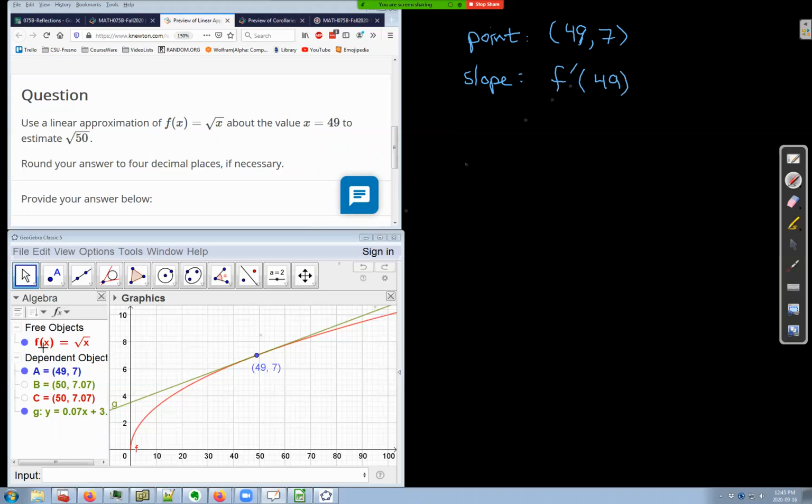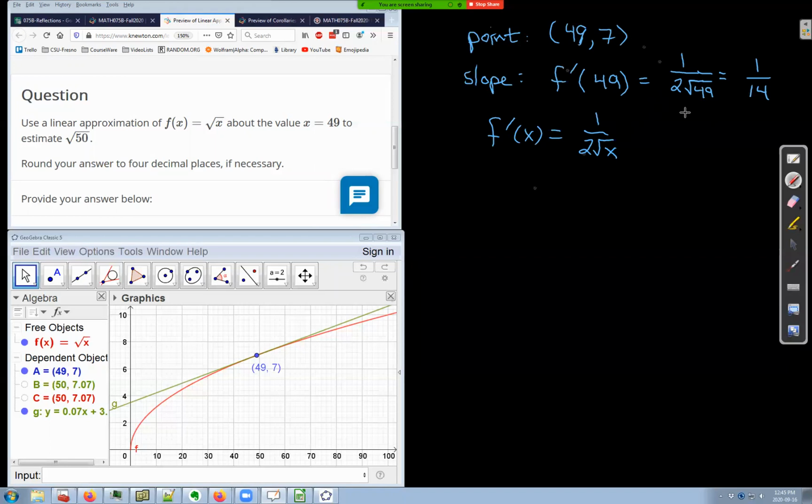Right, because the function is f of x, and so this is the tangent line to f of x at x equals 49. So the slope is f prime of 49. f of x is the square root function, and so f prime of x is 1 over 2 times the square root of x. So that means this will be 1 over 2 times the square root of 49, which is equal to 1 over 14.